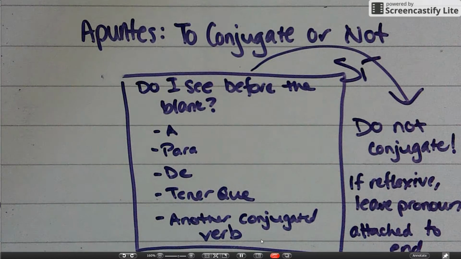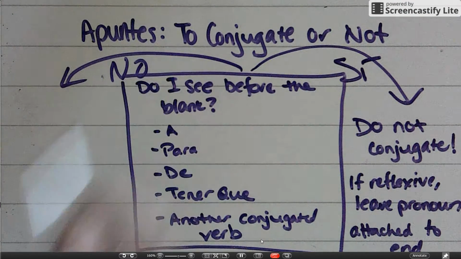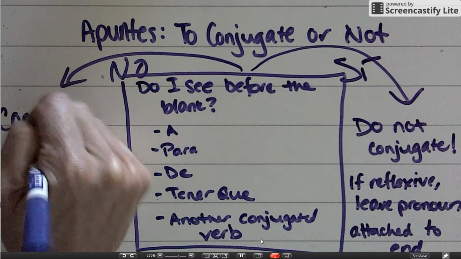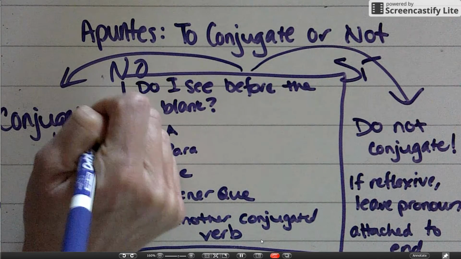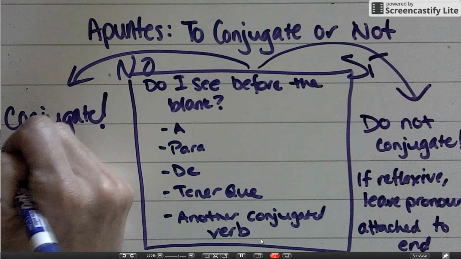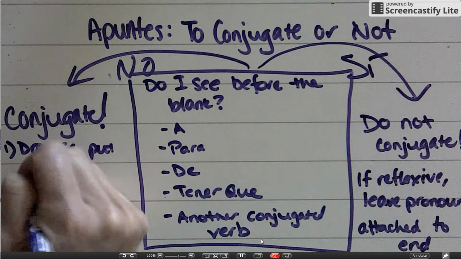But what if I do not see one of those before the blank? So no, I did not see one of those before the blank. Conjugate normally. So I would follow my 4 steps. Step 1, drop the se, put it in front.